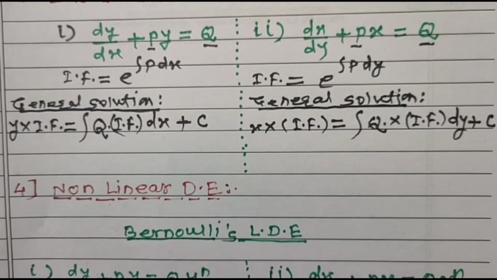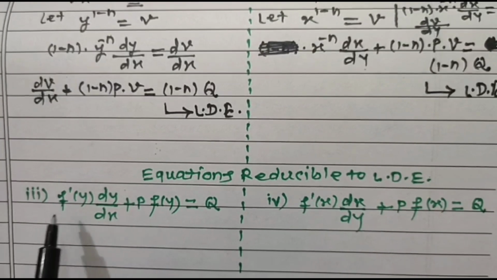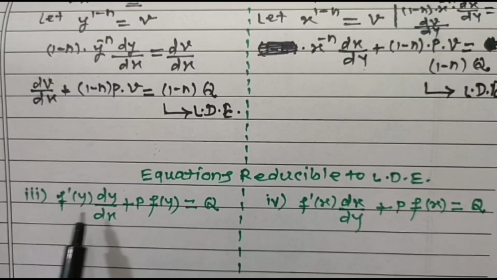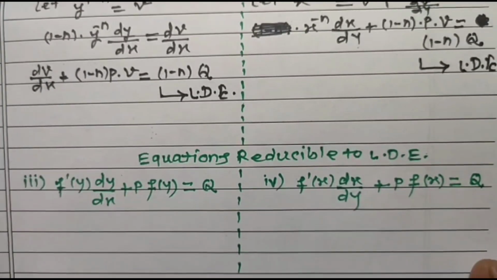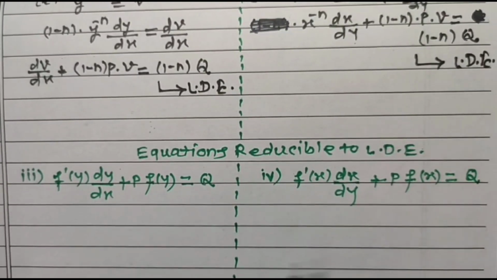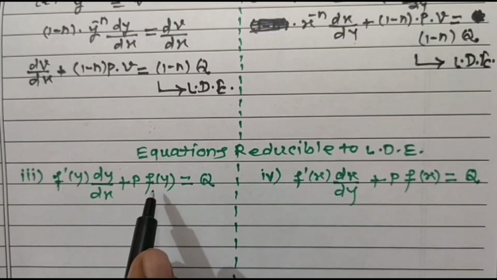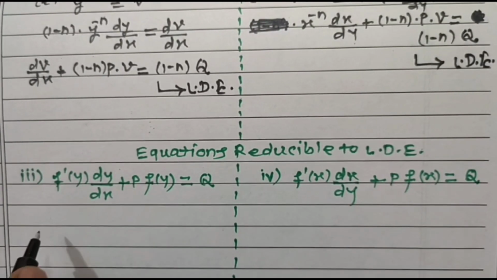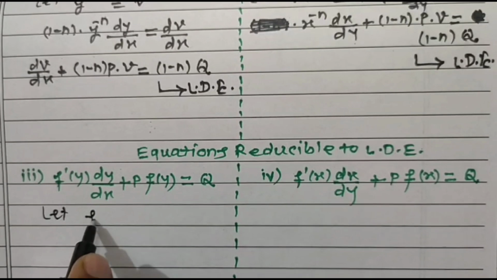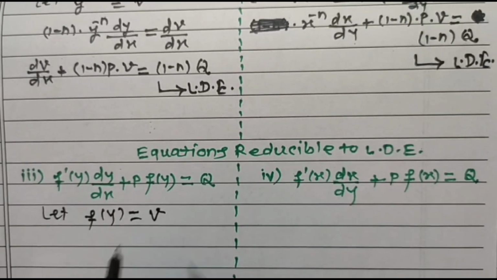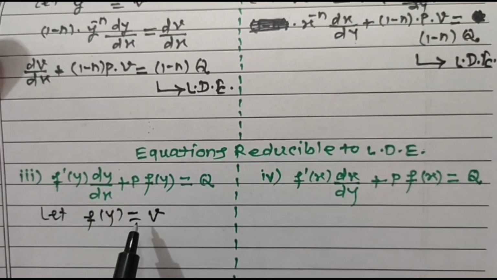Okay, using this method. Now this is case number 3 of the non-linear differential equation. f dash y dy by dx plus p f of y is equal to q. In this case, put f of y is equal to v. So let f of y is equal to v and then differentiate this with respect to x.